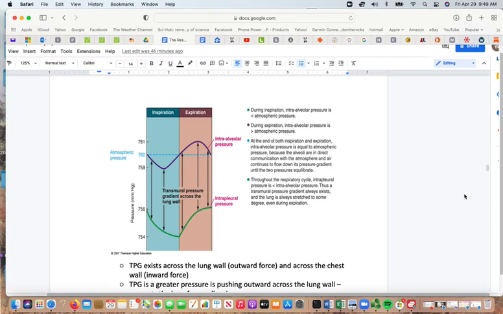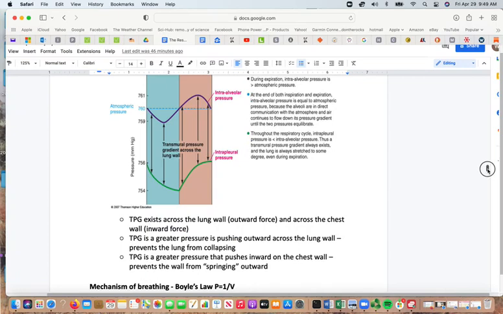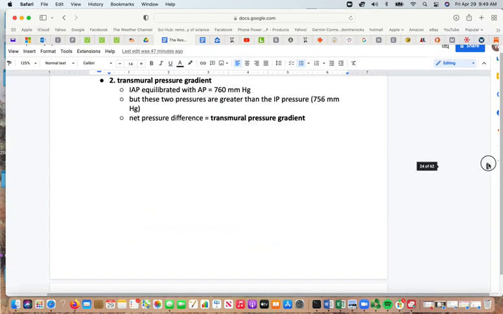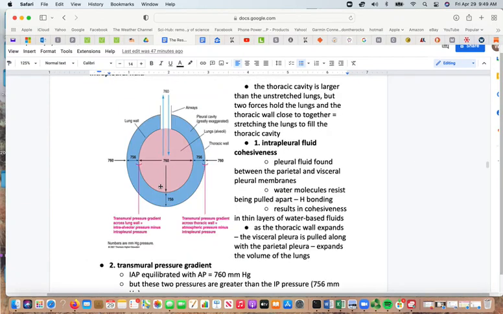That TPG exists along the lung wall. It's an outward force, and across the chest wall, it's an inward force. This is what prevents the lungs from collapsing. The TPG is greater pressure that pushes inward on the chest wall, and it also prevents the wall from springing out. This is what helps to hold things in place. This picture helps you see where you have your transmural pressure gradient.